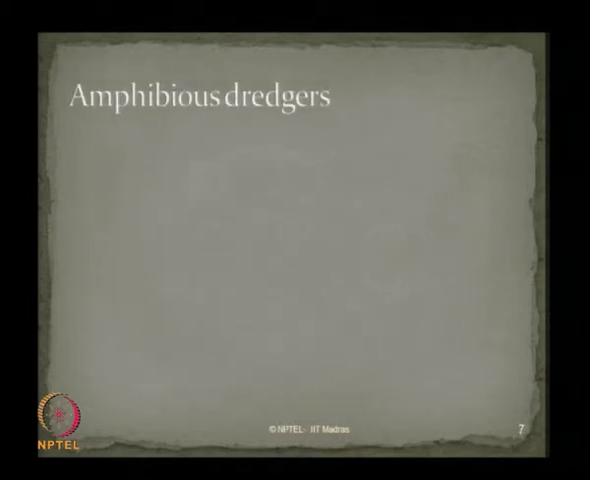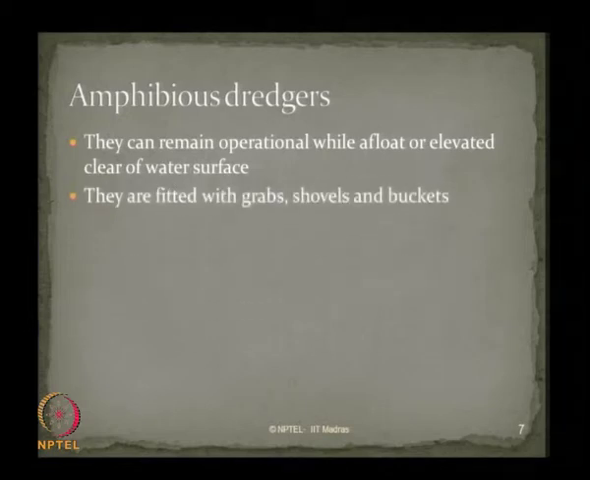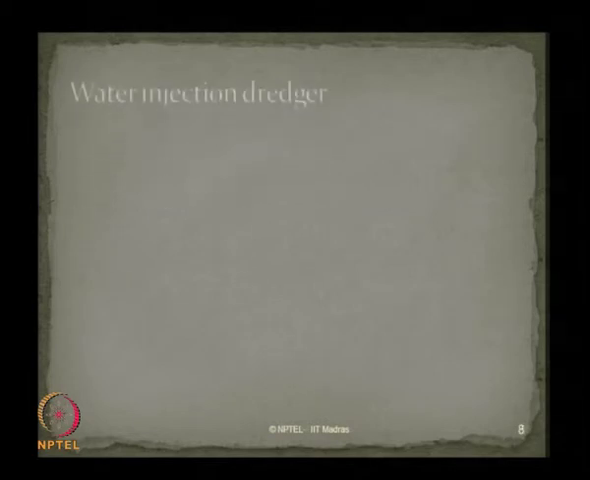You also have amphibious dredgers. They remain operational while afloat or elevated clear of the water surface. They are fitted with grabs, shovels and buckets which are similar to what you saw in mechanical type dredgers, but of course in smaller size.